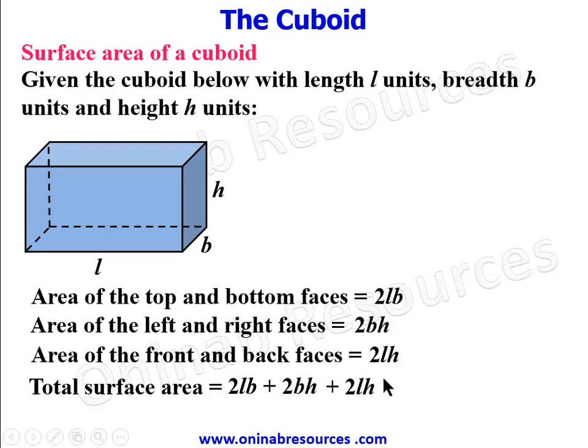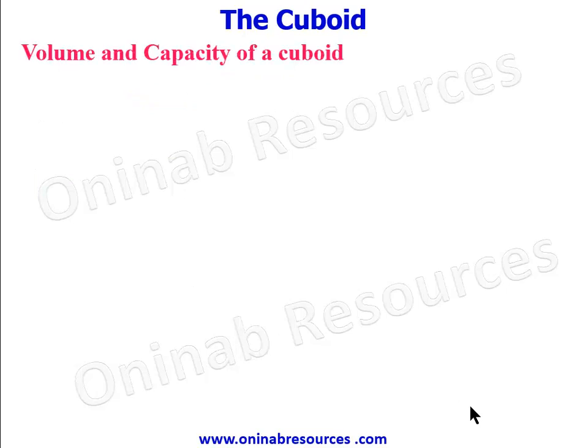And since 2 is common to them, we can factor out 2, so that we have 2 into LB plus BH plus LH. And that is the total surface area of the cuboid. Then we go to the next item, volume and capacity of a cuboid.